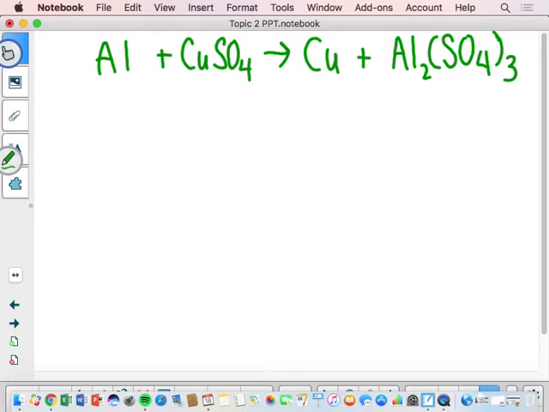Okay. Does someone want to do this? What do we do? Mark down all of the elements. Yeah, write down all the elements or the ions, because SO4 is on this side and this side, so we can keep it together.